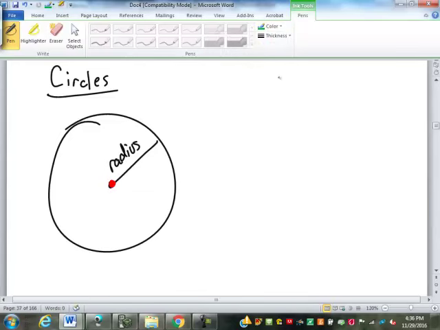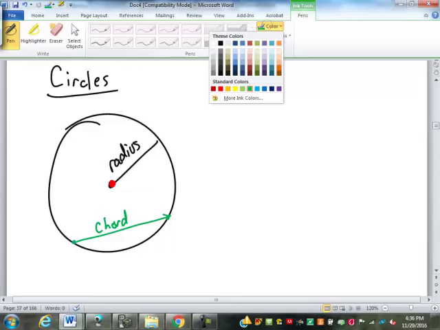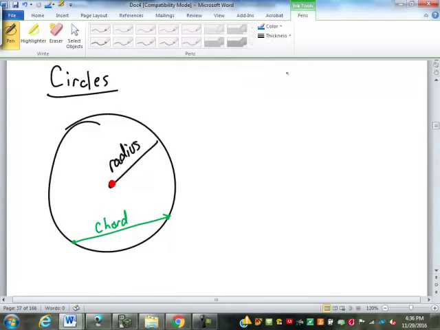Now there's another feature that a lot of people aren't familiar with that's very important, called a chord. A chord is just a line segment that has its endpoints on the circle. Or it could be a line segment that connects 2 points on the circle. There's a very special type of chord that contains the center of the circle, and that is called a diameter.